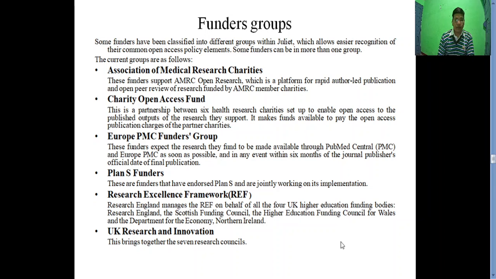Research Excellence Framework (REF). Research England manages the REF on behalf of all 4 UK higher education funding bodies: Research England, the Scottish Funding Council, the Higher Education Funding Council for Wales, and the Department for the Economy, Northern Ireland. Then UK Research and Innovation. This brings together the 7 research councils. All are the funders group for research funding.